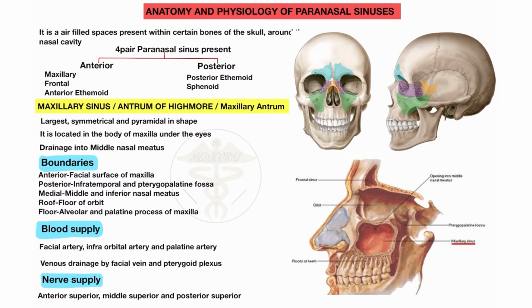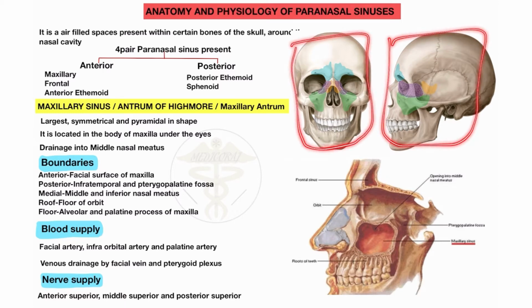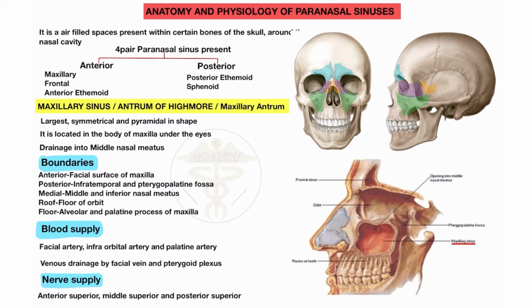But this is the anterior view of the skull. When you see the lateral view, you will see the posterior ethmoidal and sphenoidal sinuses. Posterior ethmoidal and sphenoidal are not seen in the anterior view. So this is the posterior part of the ethmoidal sinuses, and this is the sphenoidal sinus. These are visible in the lateral view of the skull. So two types, anterior and posterior.